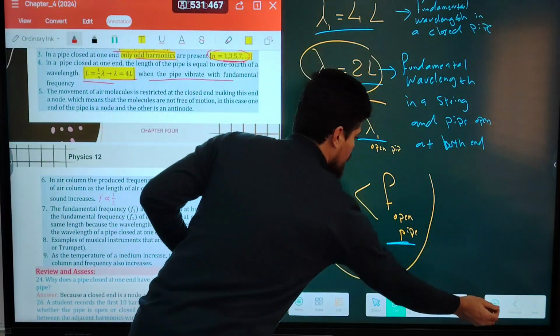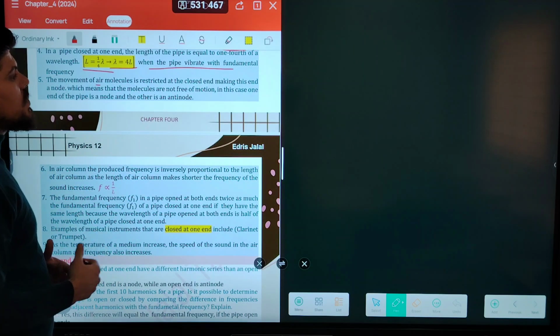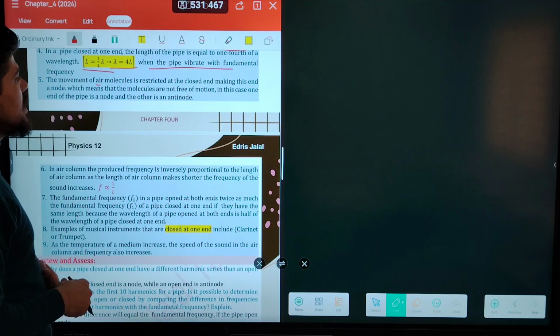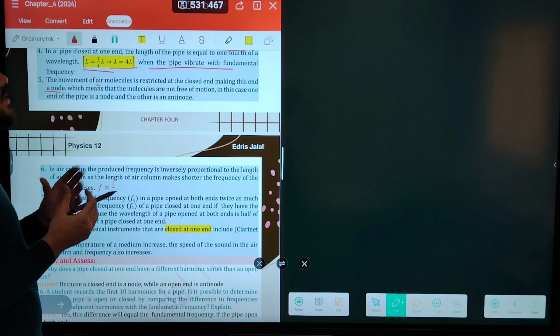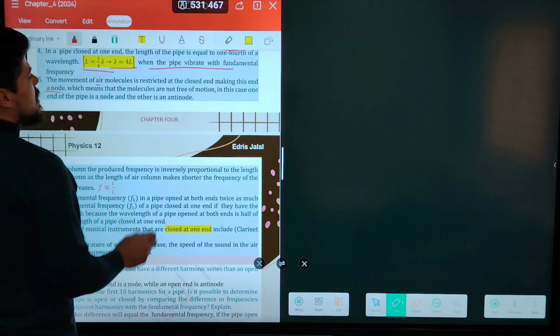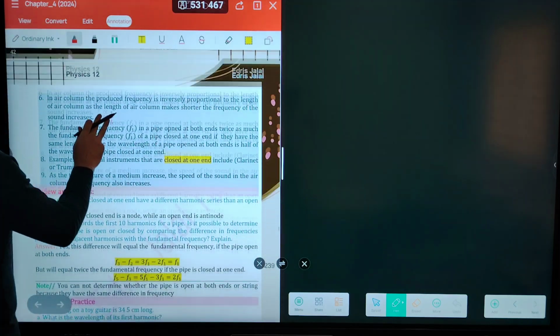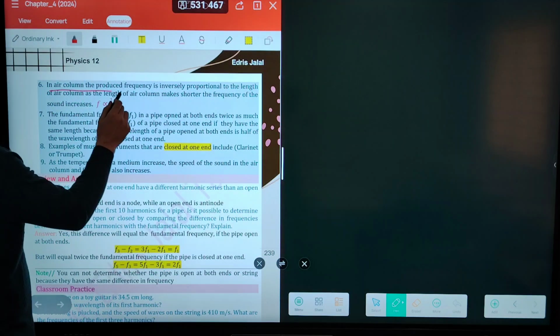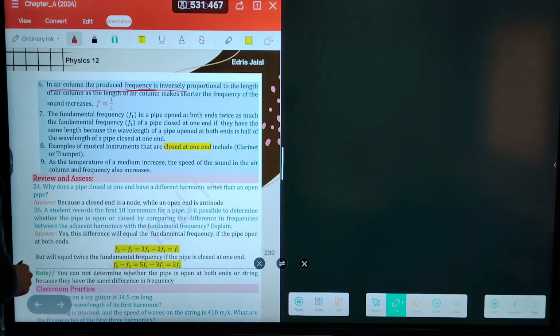Be careful. The movement of air molecules is restricted at the closed end, making it a node. That is why the closed end is a node, which means the molecules are not free to move. In this case, one end of the pipe is a node and the other end is an antinode. In an air column, the produced frequency is inversely proportional to the length of the air column. As the air column gets shorter, the frequency of the sound increases.